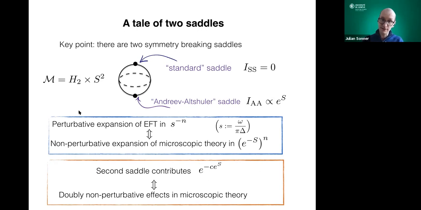In our field theory, this is actually relatively easy to achieve. The non-perturbative expansion is just very easy. It's the standard expansion about these saddles. But if I add the contributions of the two saddles, in addition, I have a doubly non-perturbatively good resolution. That's actually very powerful, and this is what makes this effective field theory so interesting.